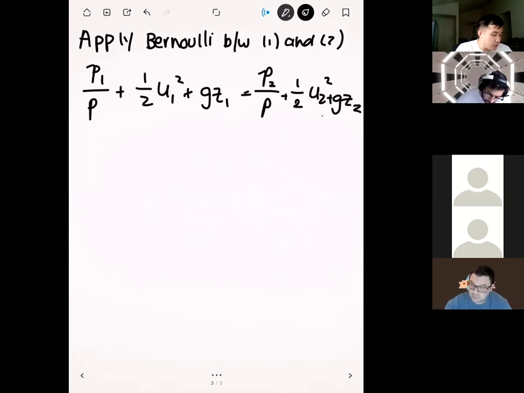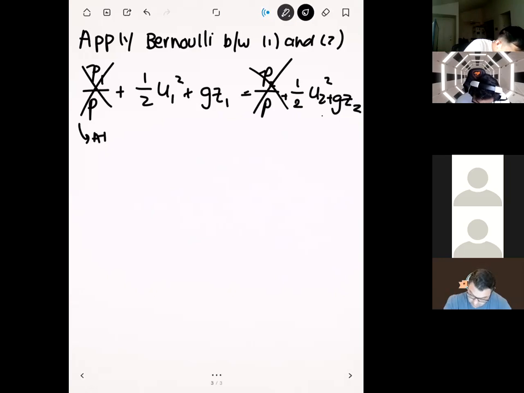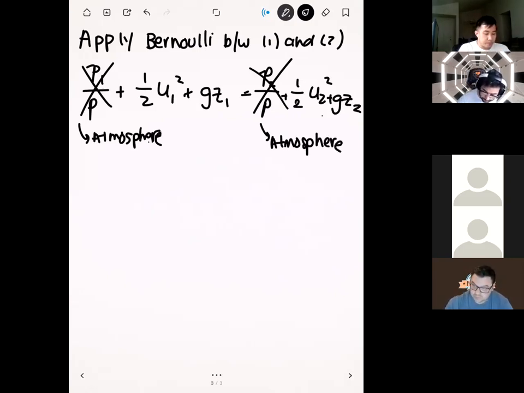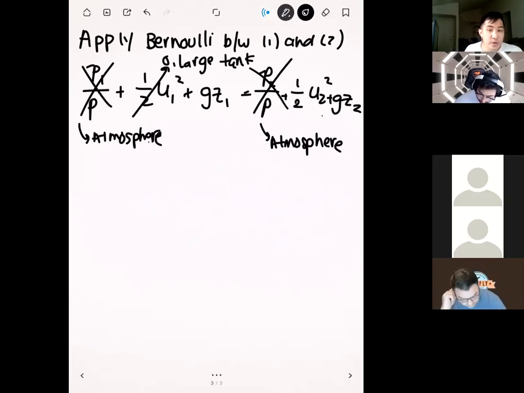Okay, so let's start canceling out some terms. Remember our first assumption when we started this problem was that the pressures at point 1 and point 2 are both exposed to atmospheric pressure. And remember, usually when we have atmospheric pressure, we assume the pressure is going to be 0. All right, so that's the first assumption. Next, let's cross out the velocity at point 1. This has to do with our large tank assumption.